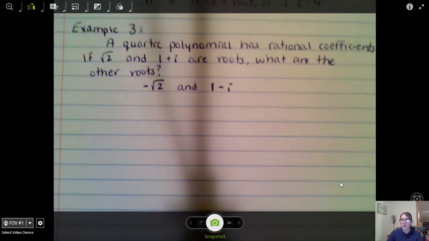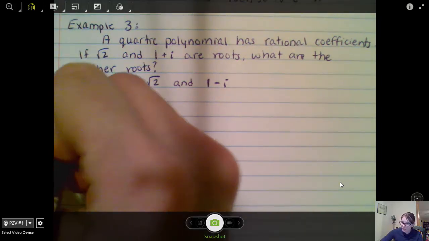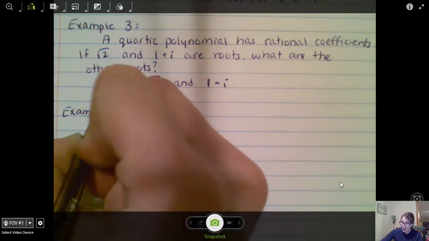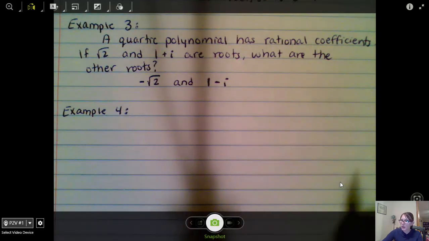All right, so even though it looks like we're really only given 2 of our solutions here, 2 of our zeros, we really can find the other 2. Okay, let's do another example using our conjugate root theorem here.